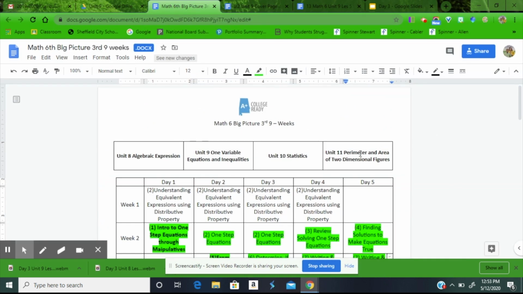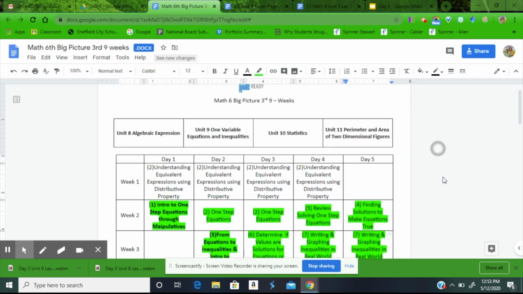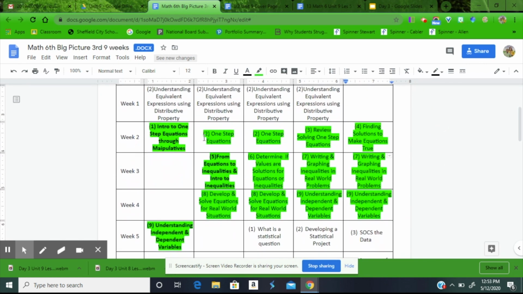You've got Unit 9, one variable equations and inequalities. We just wrapped up Introduction to One-Step Equations through manipulatives, and you notice that continues on throughout that week. And then we have a place here with nothing. That indicates a good time for you to give a quiz or a test on the one-step equations before beginning Lesson 5, which is the Introduction to Inequalities, where students move from equations into inequalities.